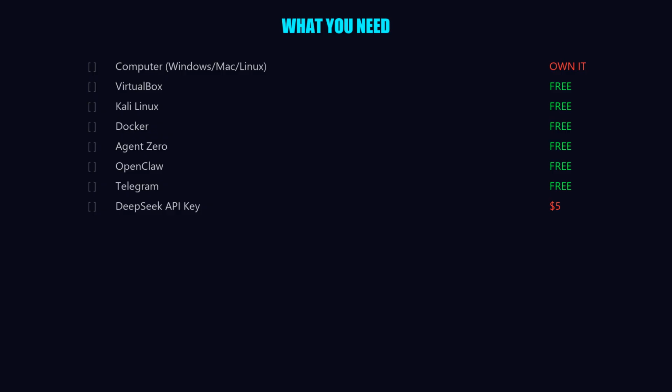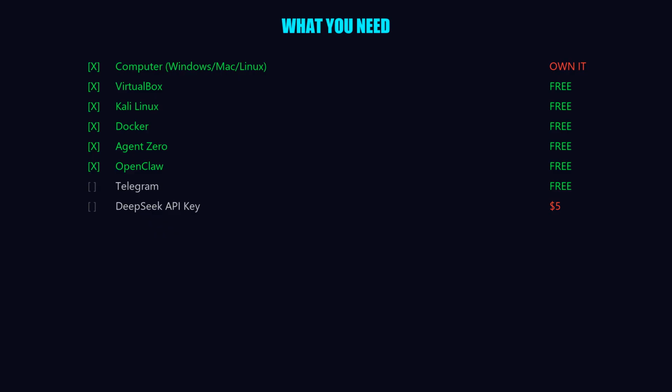A computer. Windows, Mac or Linux. Doesn't matter. VirtualBox. Free. This runs our virtual machine. Kali Linux. Free. Pre-built image, 1 download. Docker. Free. Runs Agent 0 in a container inside Kali. Agent 0. Free. Open source AI agent framework. OpenClaw. Free. Open source AI gateway. A Telegram account. Free. A DeepSeek API key.